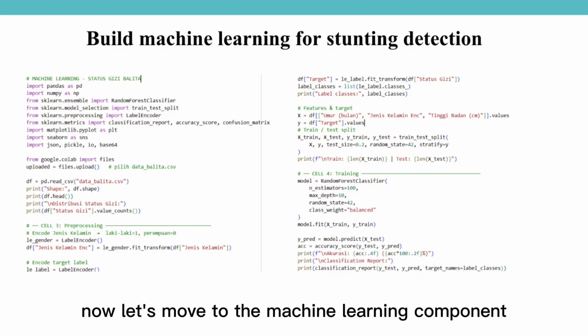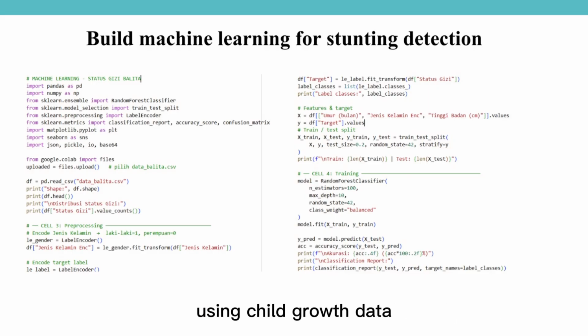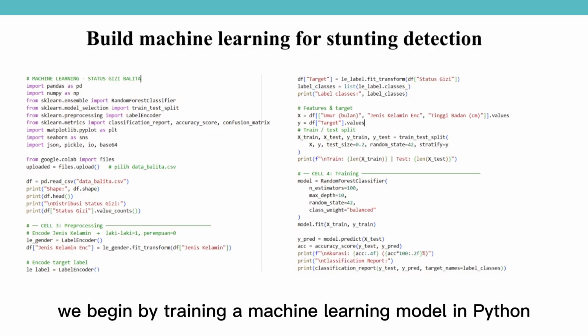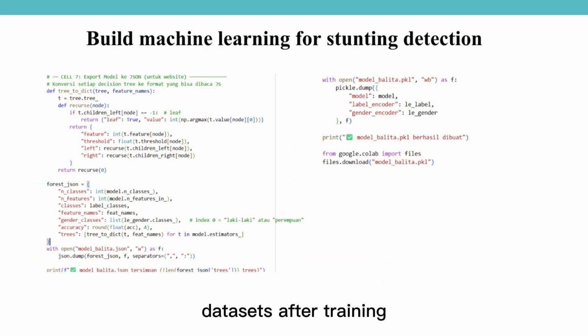Now let's move to the machine learning component. The purpose of the model is to predict stunting risk using child growth data. We begin by training a machine learning model in Python. The model learns patterns from historical child growth datasets. After training, we save the model into a file so it can be loaded later without retraining every time.